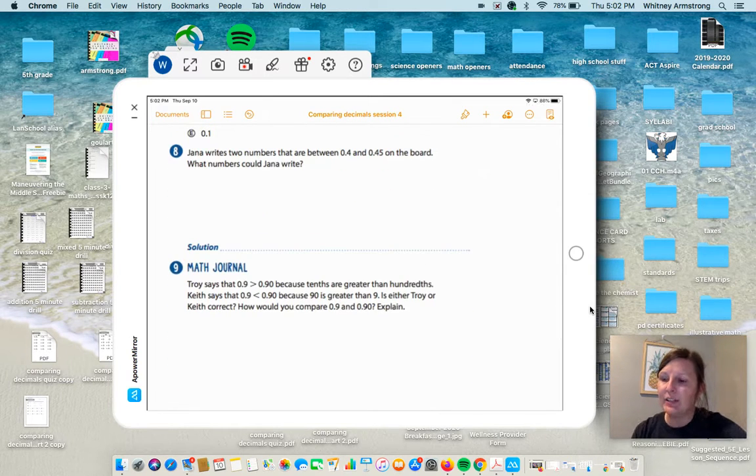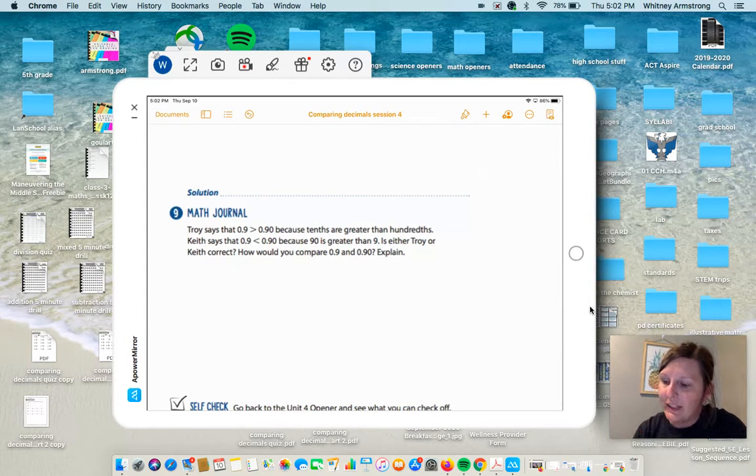Number 8, Jana writes 2 numbers that are between 0.4 and 0.45 on the board. What numbers could Jana write? So you'll have 2 answers on that one as well. And then lastly, number 9, your math journal. Troy says that 0.9 is greater than 0.90 because tenths are greater than hundredths. Keith says that 0.9 is less than 0.90 because 90 is greater than 9. Is either Troy or Keith correct? How would you compare 0.9 and 0.90? Explain. So you're going to say whether you think either one of them is correct, and then you're also going to tell me how you would compare the two and explain how you would do that, okay?